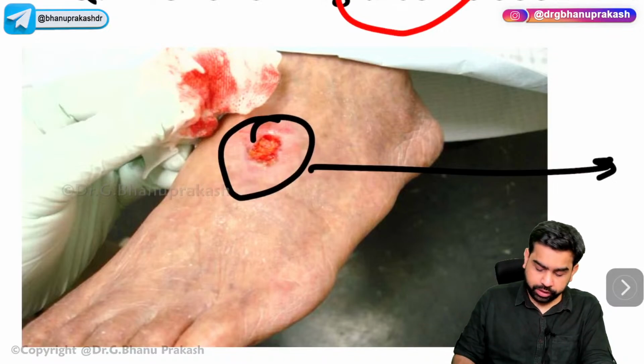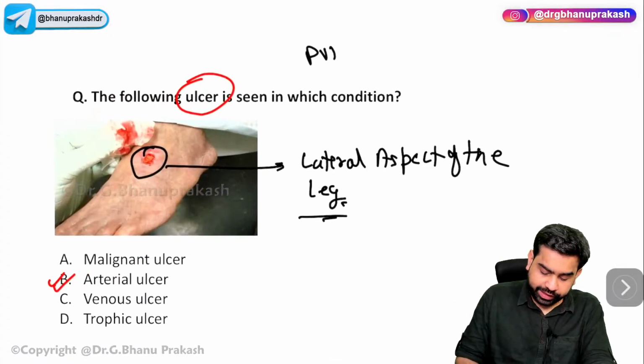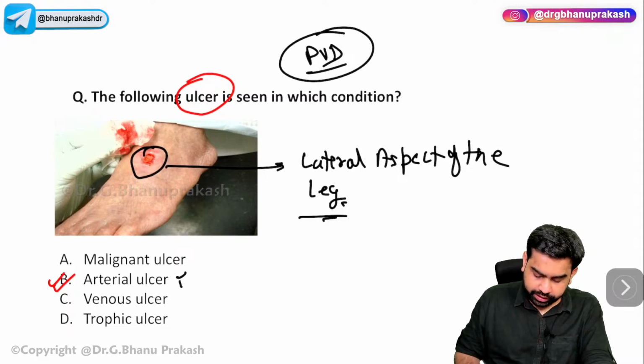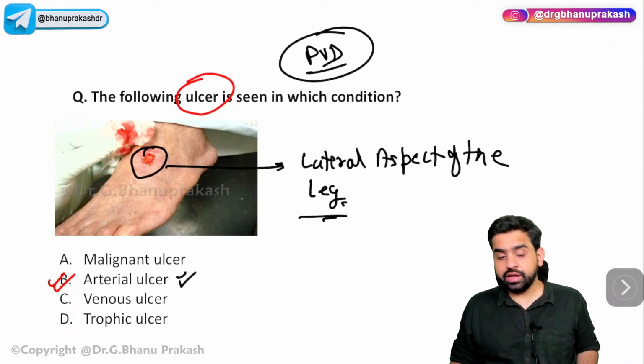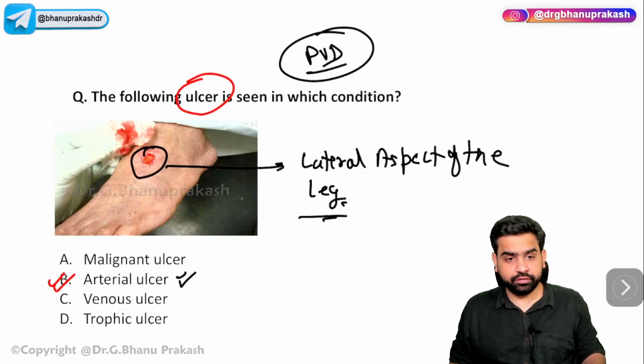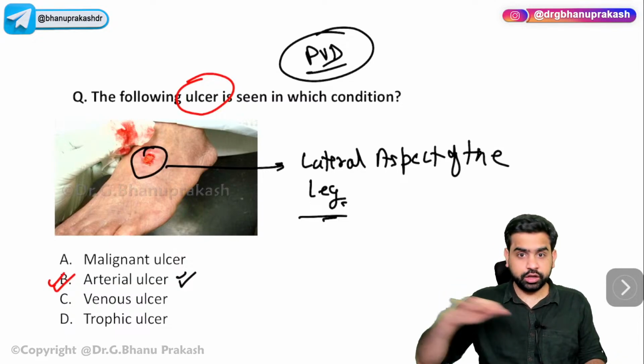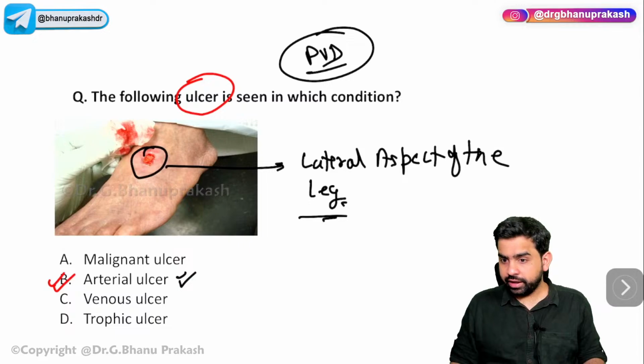So this is a patient who is suffering from PVD, and what is this? This is basically an arterial ulcer. So this is an arterial ulcer which you are basically dealing with. You understand my point? Arterial ulcer, thinning of the skin, all this particular stuff, right? I hope you have understood.